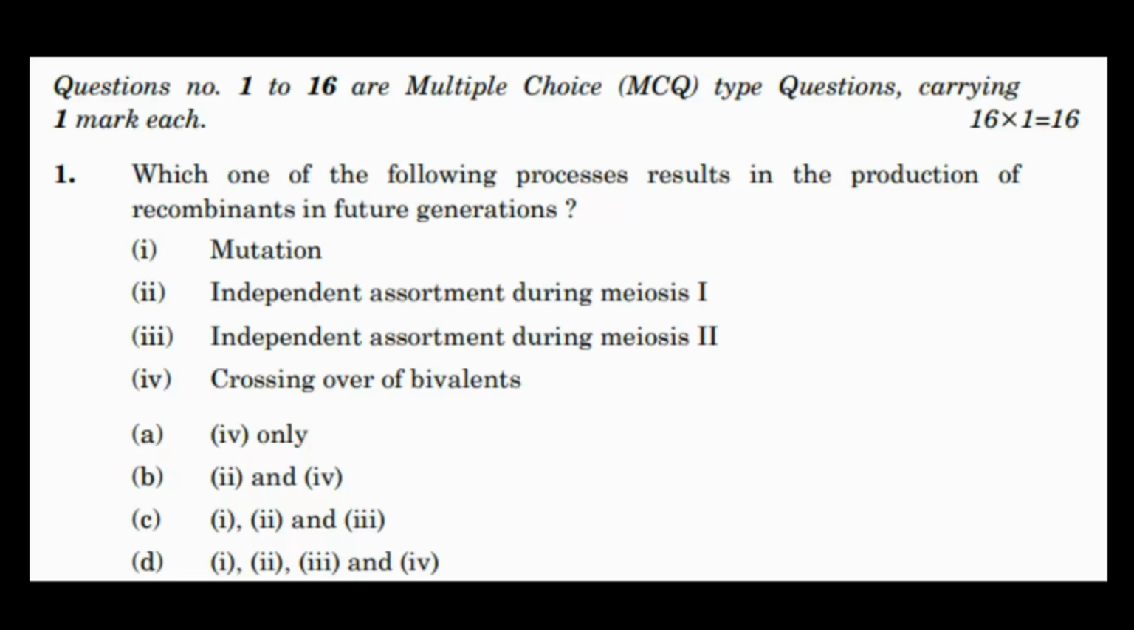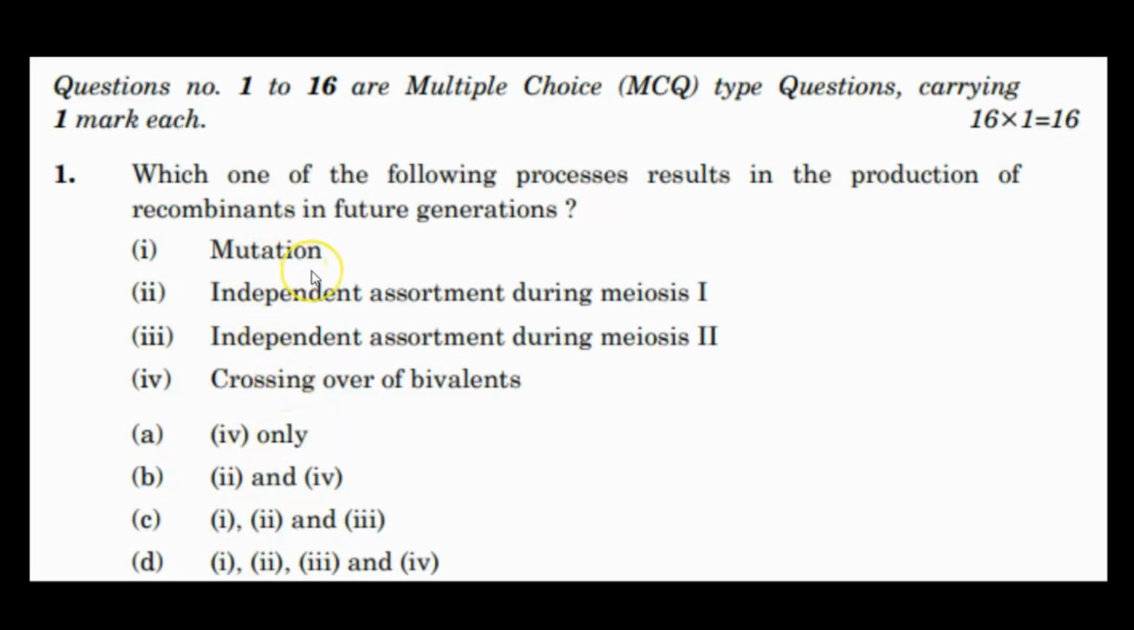Let's discuss that way. The first question is: which one of the following processes results in the production of recombinants in future generations? Four options are there: mutation, independent assortment during meiosis 1, independent assortment during meiosis 2, and crossing over of bivalents. Do not go straight to the next option. Instead, evaluate each of the options.